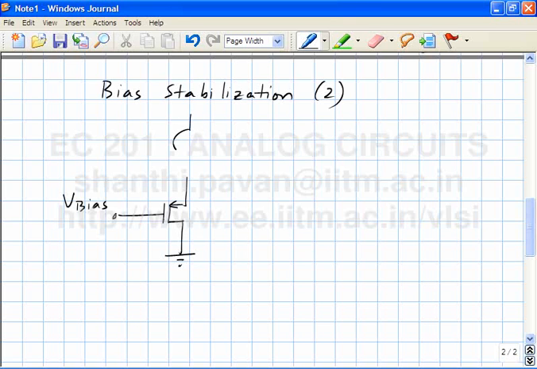You just push IREF into the source like this, and if you look at the potential at this node, if IREF is greater than ID, what does that mean? It means that if IREF is greater than ID, Vx will increase, okay?